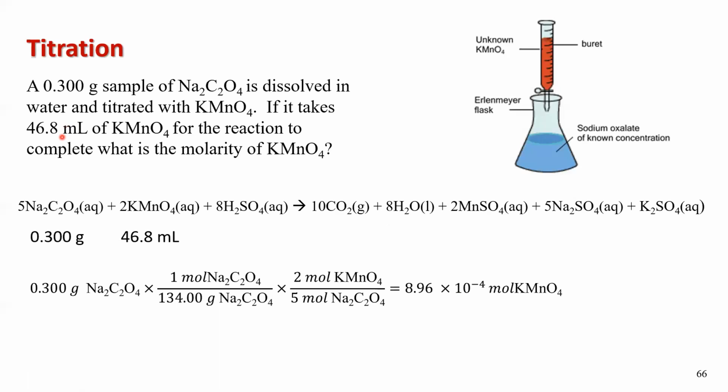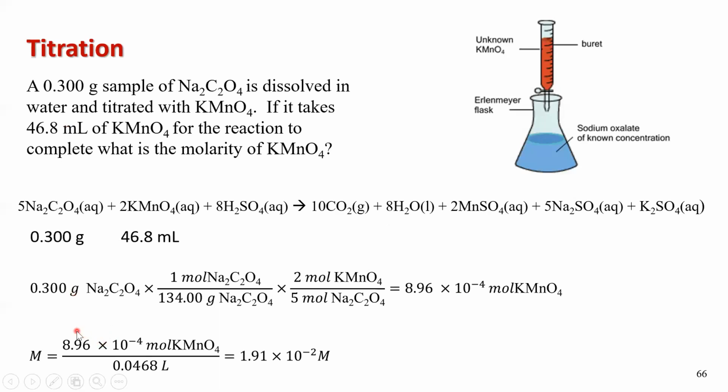Now that we know the moles, we can figure out the molarity. So we take the moles of the potassium permanganate, 8.96 times 10 to the minus 4, divide it by the volume, but keep in mind it needs to be in liters. It's moles per liter for molarity. This was in milliliters. We divide it by 1,000. We get 1.91 times 10 to the minus 2 for the molarity of this unknown solution.